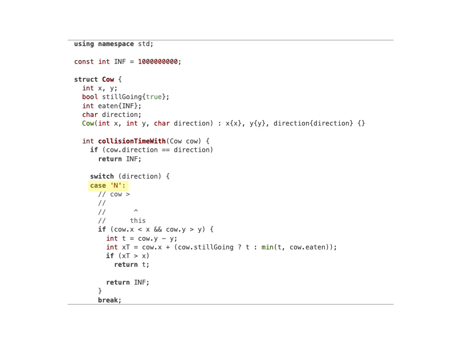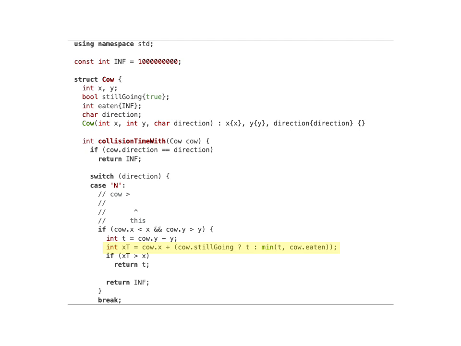Next, we consider the case where this cow is facing north. Remember, in this case, the other cow can only potentially block this cow if its x-coordinate is lower and its y-coordinate is higher. In that case, we first answer the question, how much time will pass before this cow reaches the y-coordinate of the other cow? We then answer the question, what will the x-coordinate of the other cow be after this amount of time?